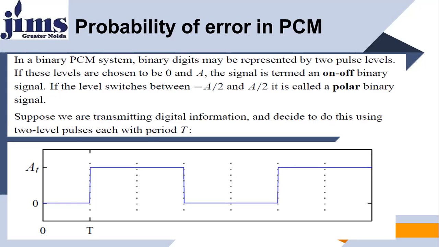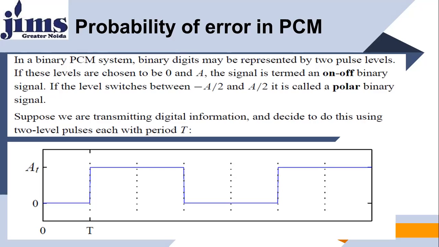So in a binary PCM system, binary digits may be represented by two pulse labels, and these labels are chosen as 0 and A. Means 0 is represented by 0 volt, or 0 bit, and A volt may be represented by digit 1, right? That type of signal is termed on-off binary. So in on-off binary, we represent 0 as 0 volt and 1 as A volt, right?